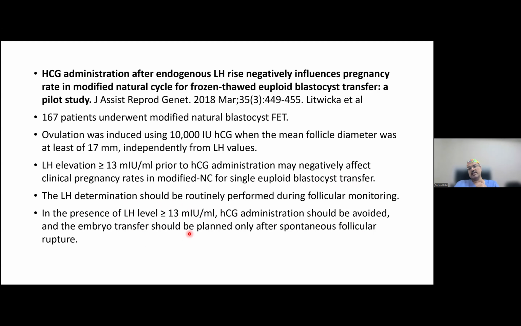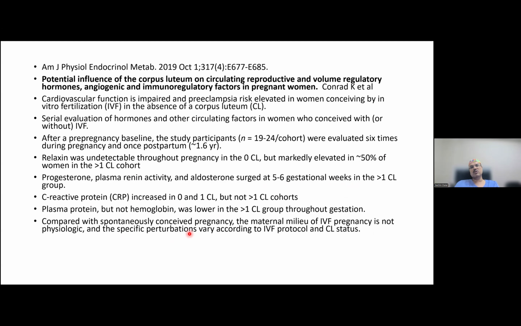But you don't know whether the follicle is ruptured at night or in the day, because once the follicle is ruptured, already the progesterone has come into the system. So you really can't plan as to how many hours of progesterone has come in. So it is slightly difficult to do a natural cycle, and my suggestion is to stick to letrozole cycle. Now, why are we even talking about natural or modified natural or letrozole cycles? Because versus hormonal cycle or artificial cycle, there is the potential influence of corpus luteum on circulating reproductive and volume regulatory hormones, angiogenic and immunoregulatory factors in pregnant women. This is a nice paper published in 2019.